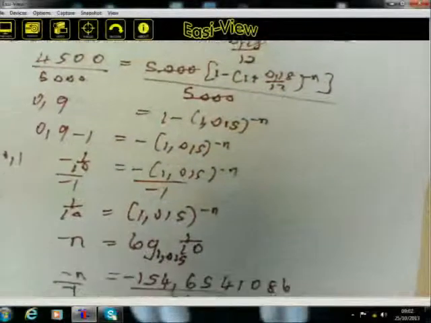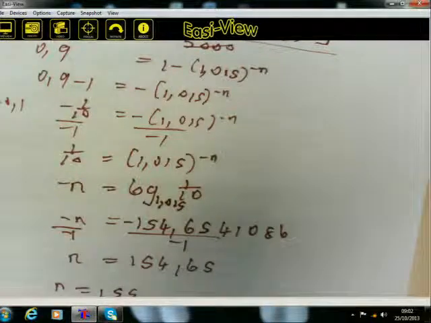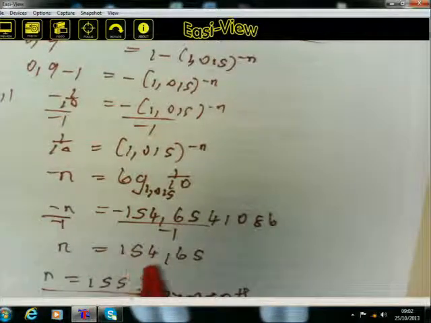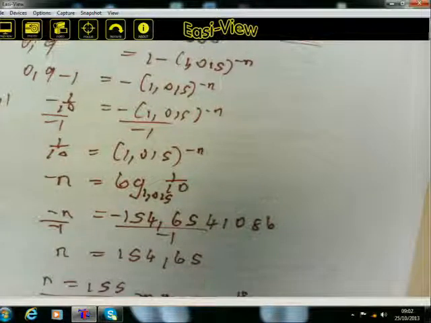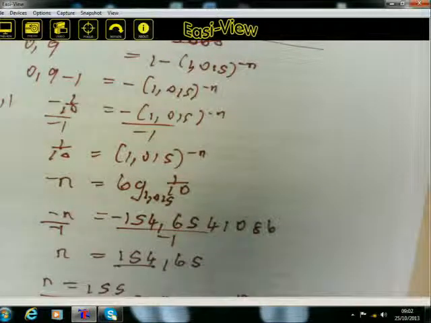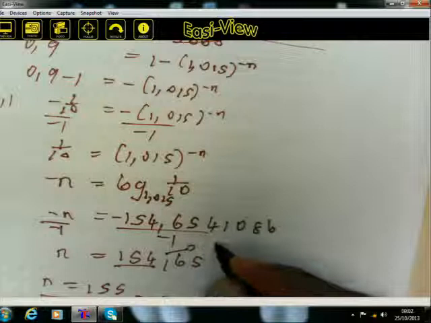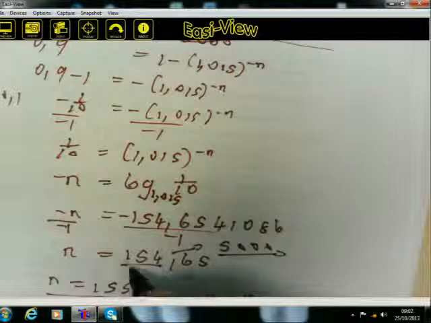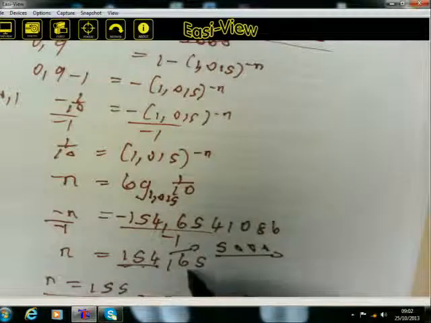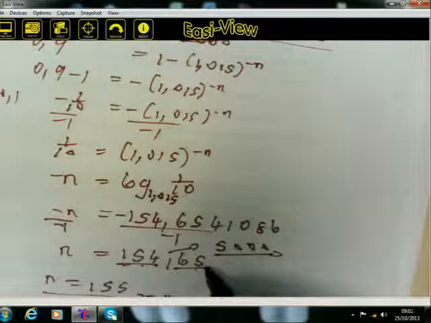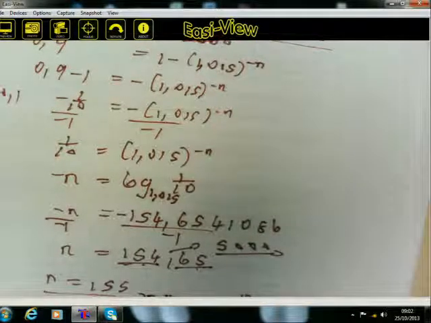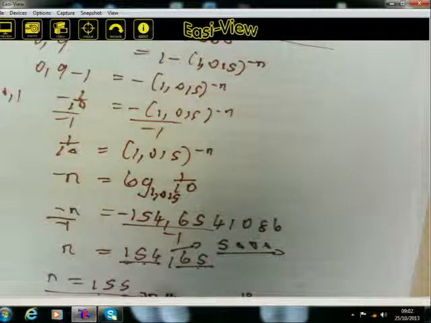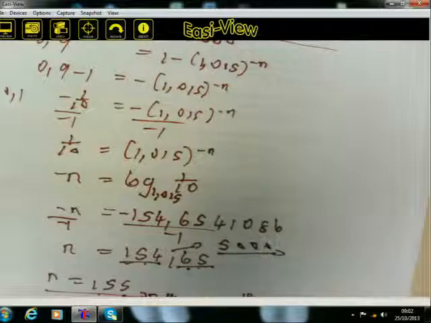You remember now we said N. After 155 payments, you'll be able to settle the loan. But now look here, we have N is 154, then 0.65. Now, we agreed that with this 154, you'll be able to pay 5,000 for 154 payments. But the last one, we agreed, will be less than 5,000. That is why we said, of course we know that you will be able to make 155 payments, but the last one would be less than 5,000.